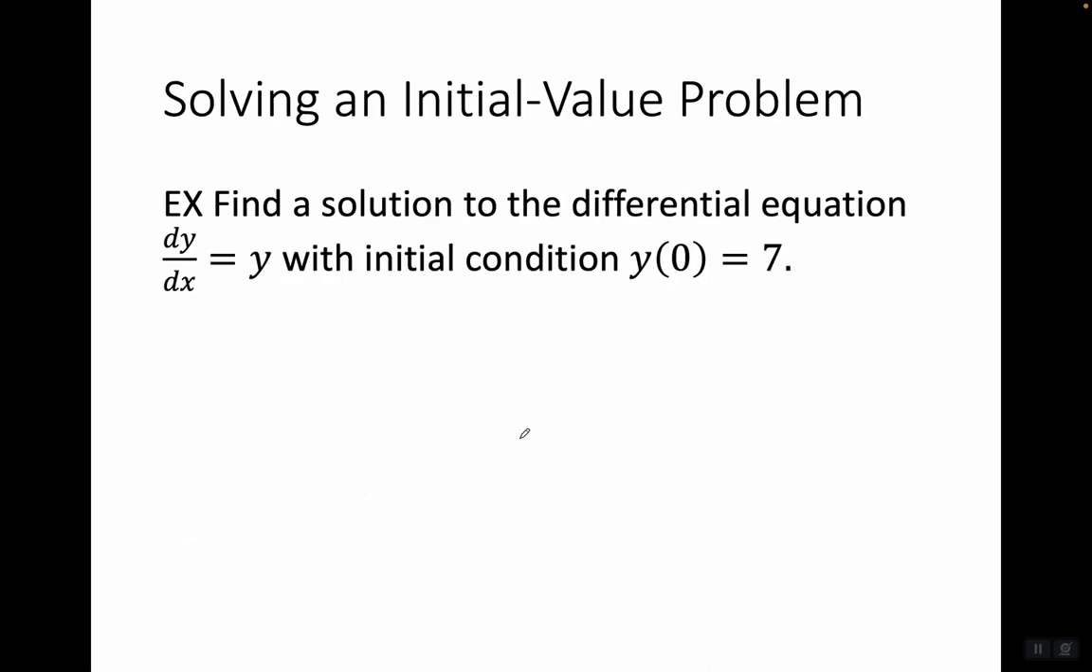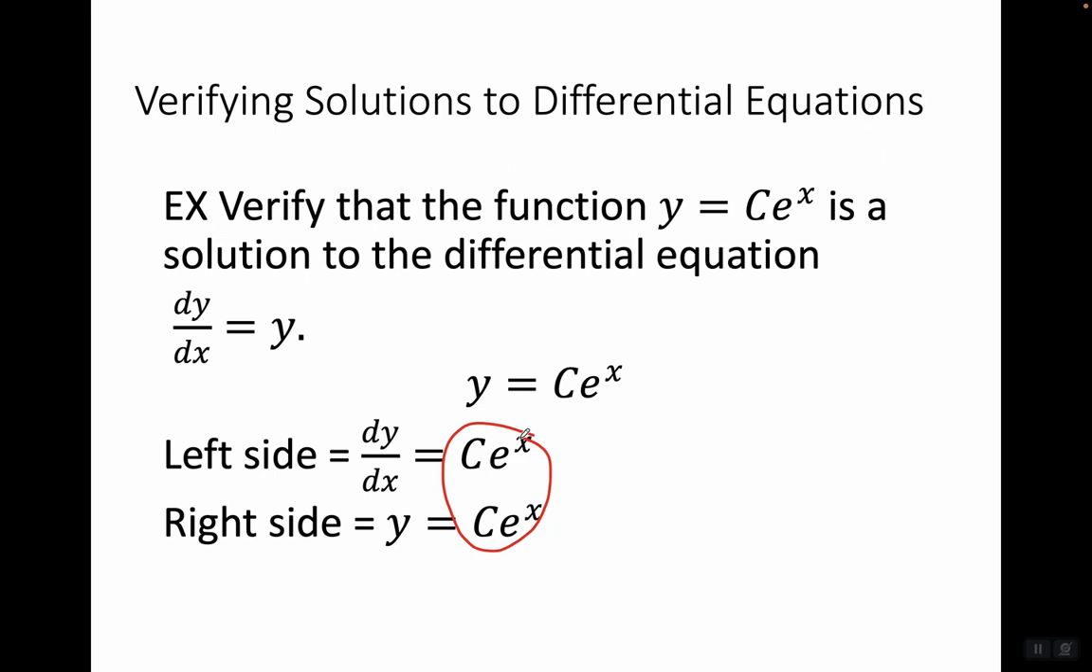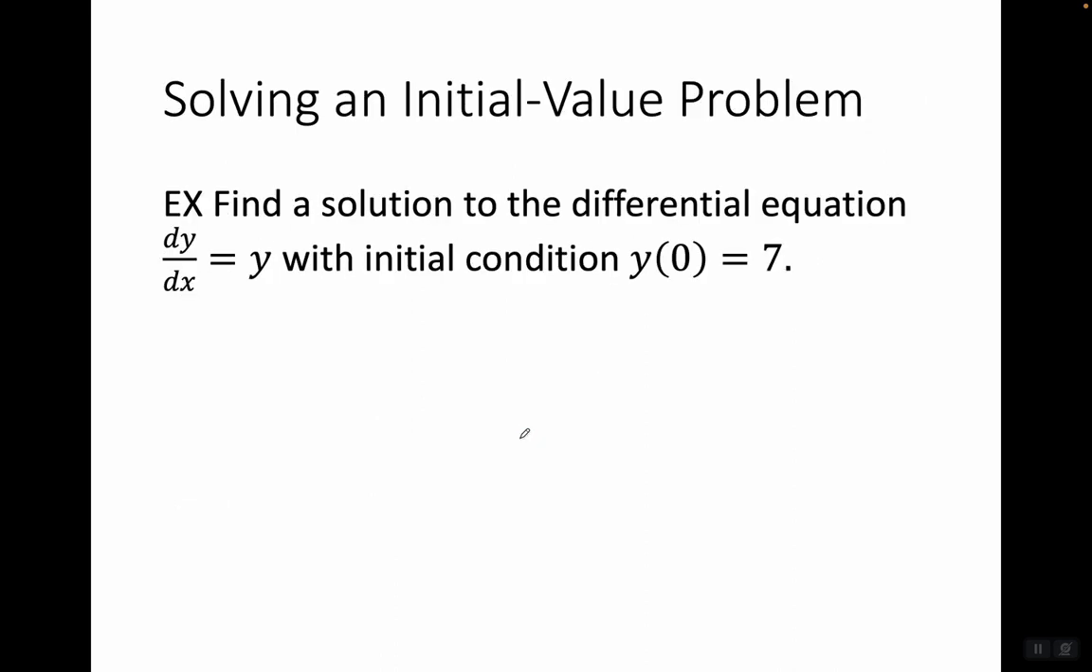Now let's find a solution to that differential equation dy/dx equals y with initial condition y of 0 equals 7. Same differential equation, but now we're told that y of 0 equals 7. We know the solution is of the form y equals c e to the x. Since y of 0 is 7, that enables us to figure out what c is. Plug in y equals 7, x equals 0, and we get 7 equals c e to the 0. That means c is 7.